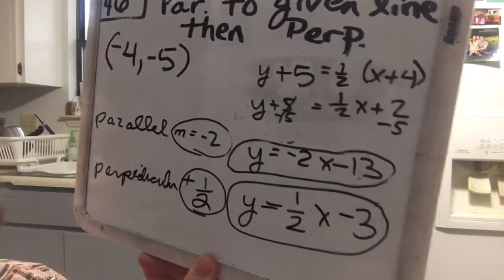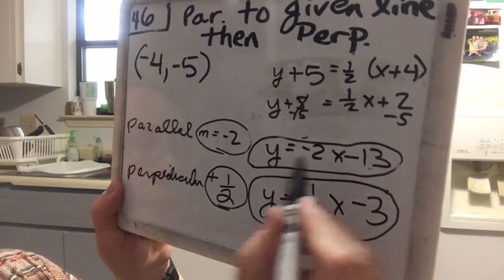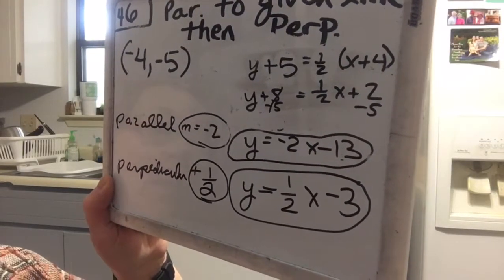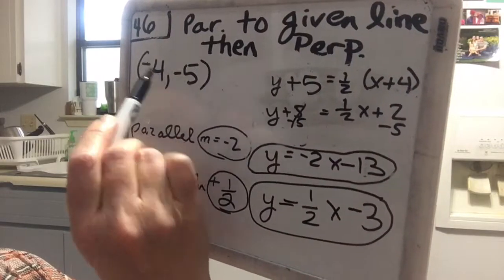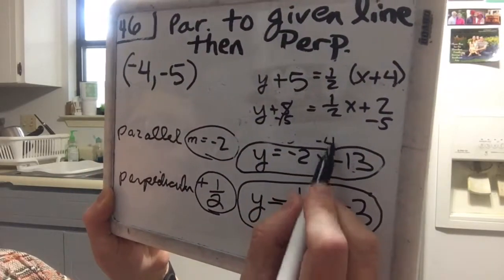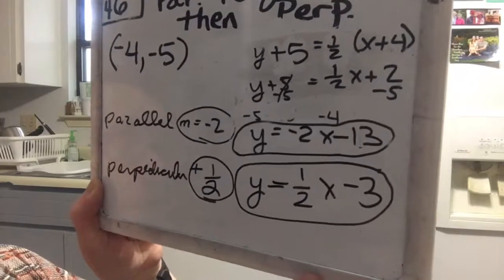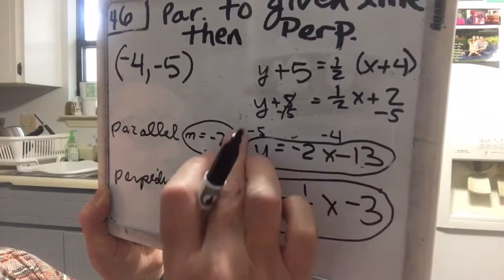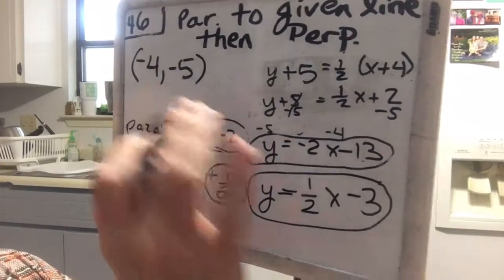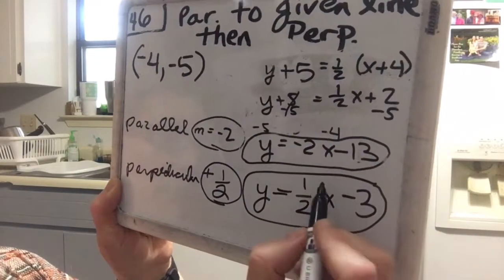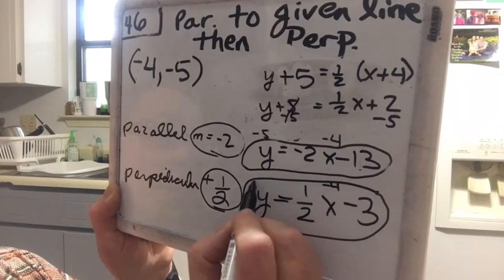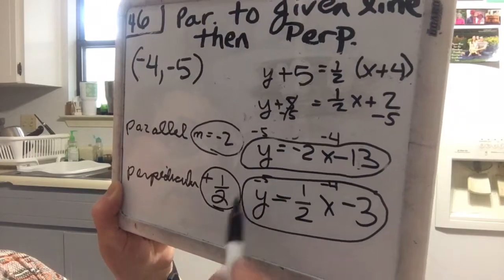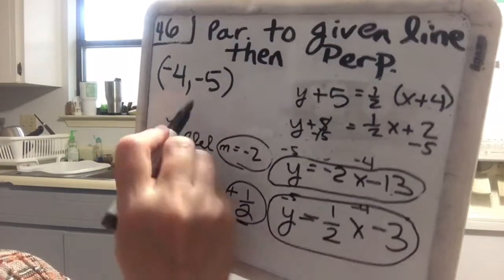Okay, now would you agree that those two lines, first of all, they have negative reciprocal slopes, so they are perpendicular. But if I plug in negative 4, negative 5 right here, do I make my equation true? Okay, I get 8 take away 13 is a negative 5. So the point goes into this equation. But when I do the same thing over here, negative 4, negative 5, I plug in the negative 4, I get a negative 2, take away a 3 is a negative 5, and they both check.